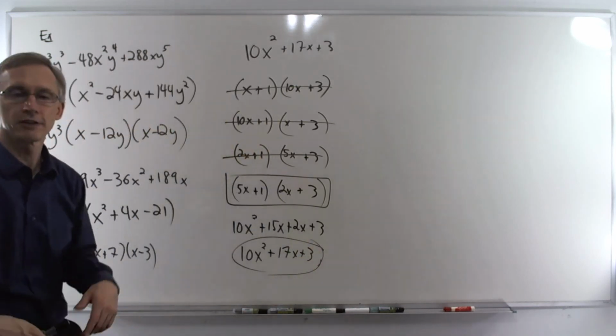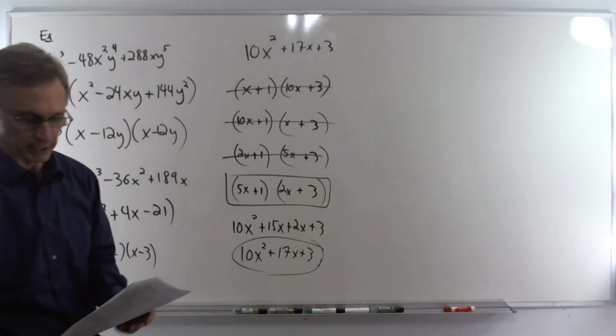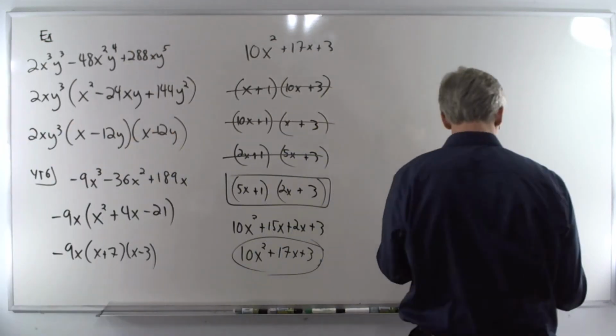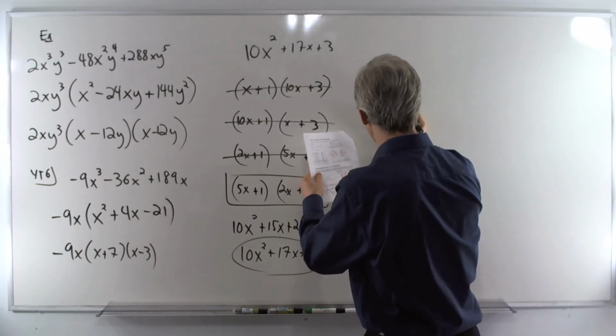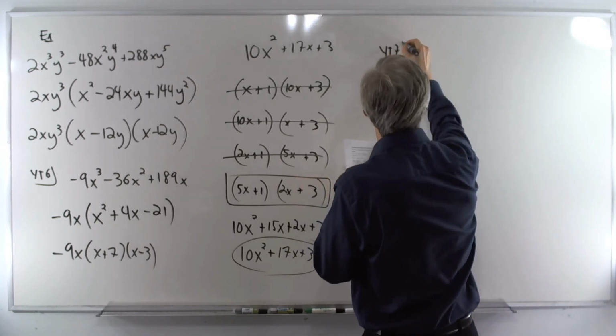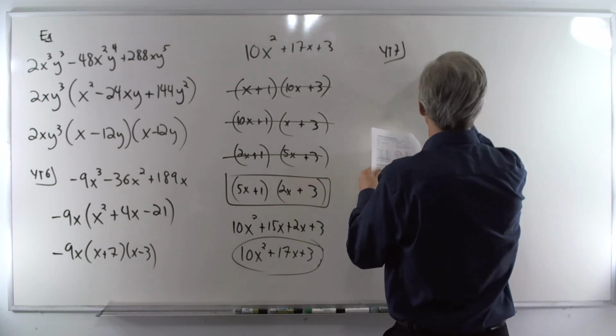So if all else fails, you can do trial and error. It's a nice backup technique, but we're going to learn better techniques tomorrow. Your turn, number 7. Use trial and error to factor 6x squared plus 17x plus 5.